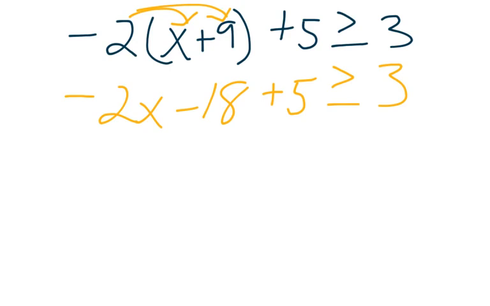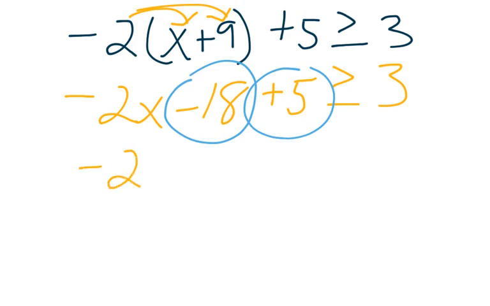Next step would be to combine like terms. Well, I have a -18 and I have a positive 5. That's -18 plus 5, which is going to give me -13. Bring down the greater than, bring down the 3. Anything you're not using is going to come down. That's your good technique and structure to your problem.